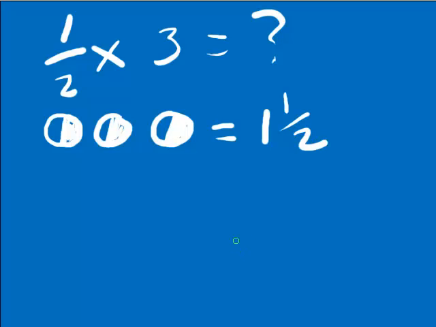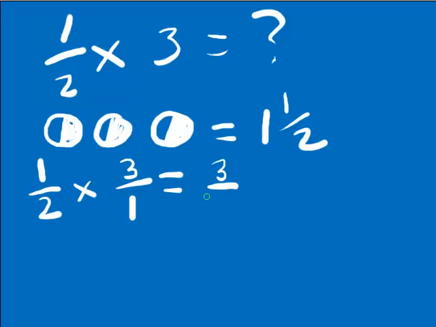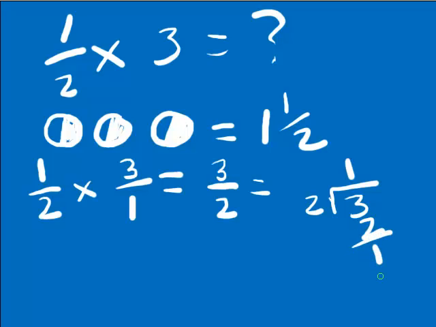Now how do you do that mathematically? We can just do the same thing. We can go 1/2 times 3 over 1. That means the same thing as 3. Equals 3 times 1 is 3. 2 times 1 is 2. Now I have 3 halves, but we want to simplify that. So what we're going to do is we're going to go 2 goes into 3 how many times? Well, one time, right? 2. And then I have 1 left over.